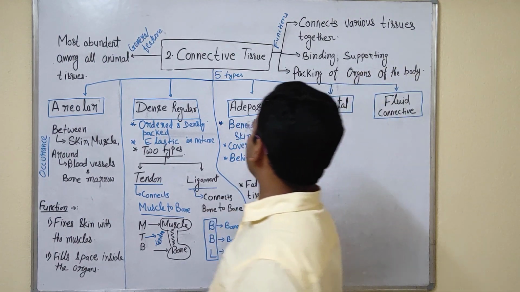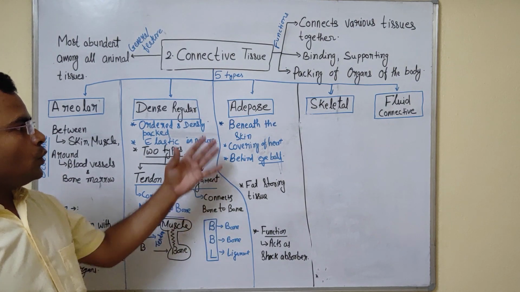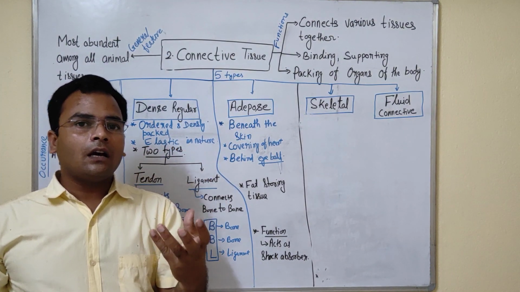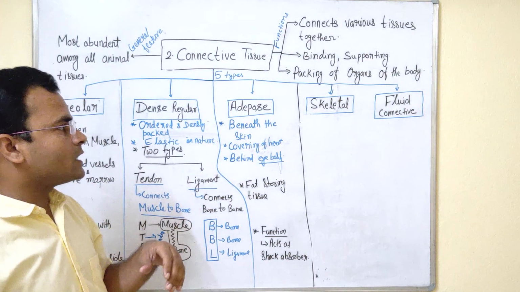The third type is the adipose tissue, and it is very important also. So adipose tissue is basically for the fat. Adipose, its meaning is fat.